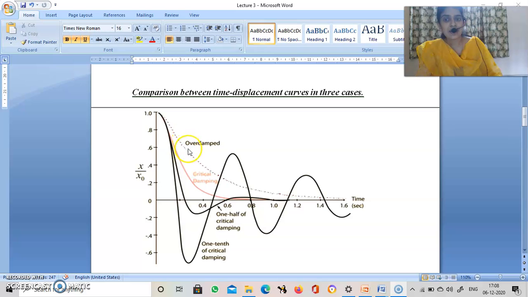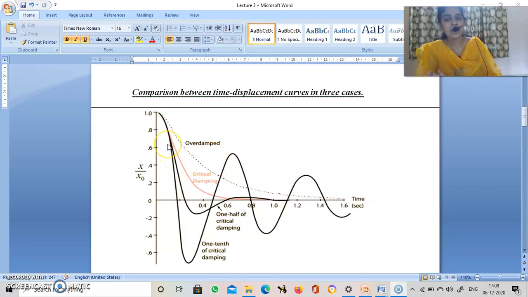in the first case, over-damped condition, the displacement decreases exponentially with time without performing any oscillation. There is an exponential decrease of amplitude with respect to time, and finally it decreases to 0. Now in critical damping case, there is an exponential decrease of displacement with respect to time, and in critical damping condition this exponential decrease in displacement is much faster than that of over-damped condition.